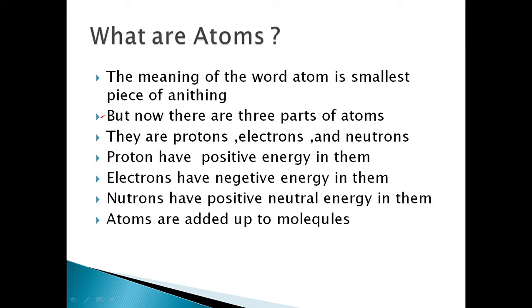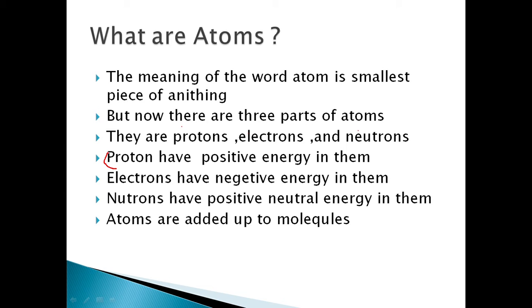My second point is saying that now man has told about the more parts of atom. So the other parts of atoms are known as protons, electrons, and neutrons. So these parts are known as proton, electron, and neutron. They contain some type of energy. Let me explain what type of energy.